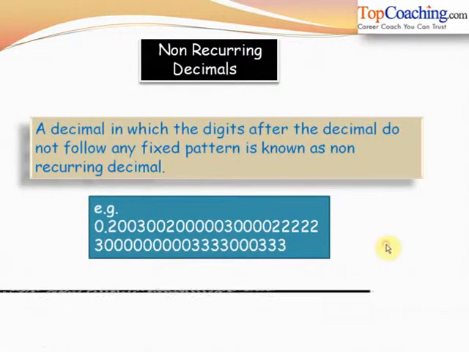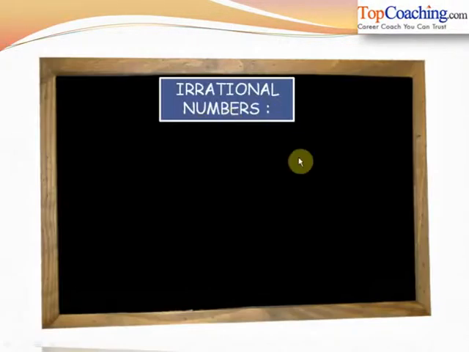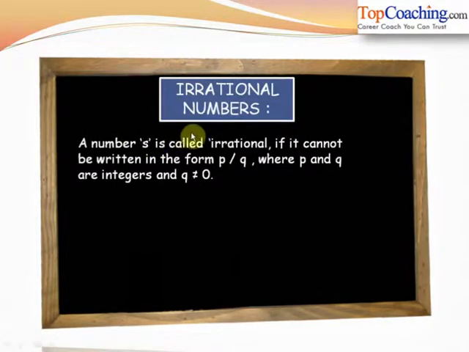So finally we can say that such numbers that are neither terminating nor recurring are known as irrational numbers. We can say that irrational numbers are the numbers that are non-terminating and non-recurring. So let's study about the irrational numbers in detail. Any number is called irrational if it cannot be written in the form of p by q, where p and q are integers and q is not equal to 0.